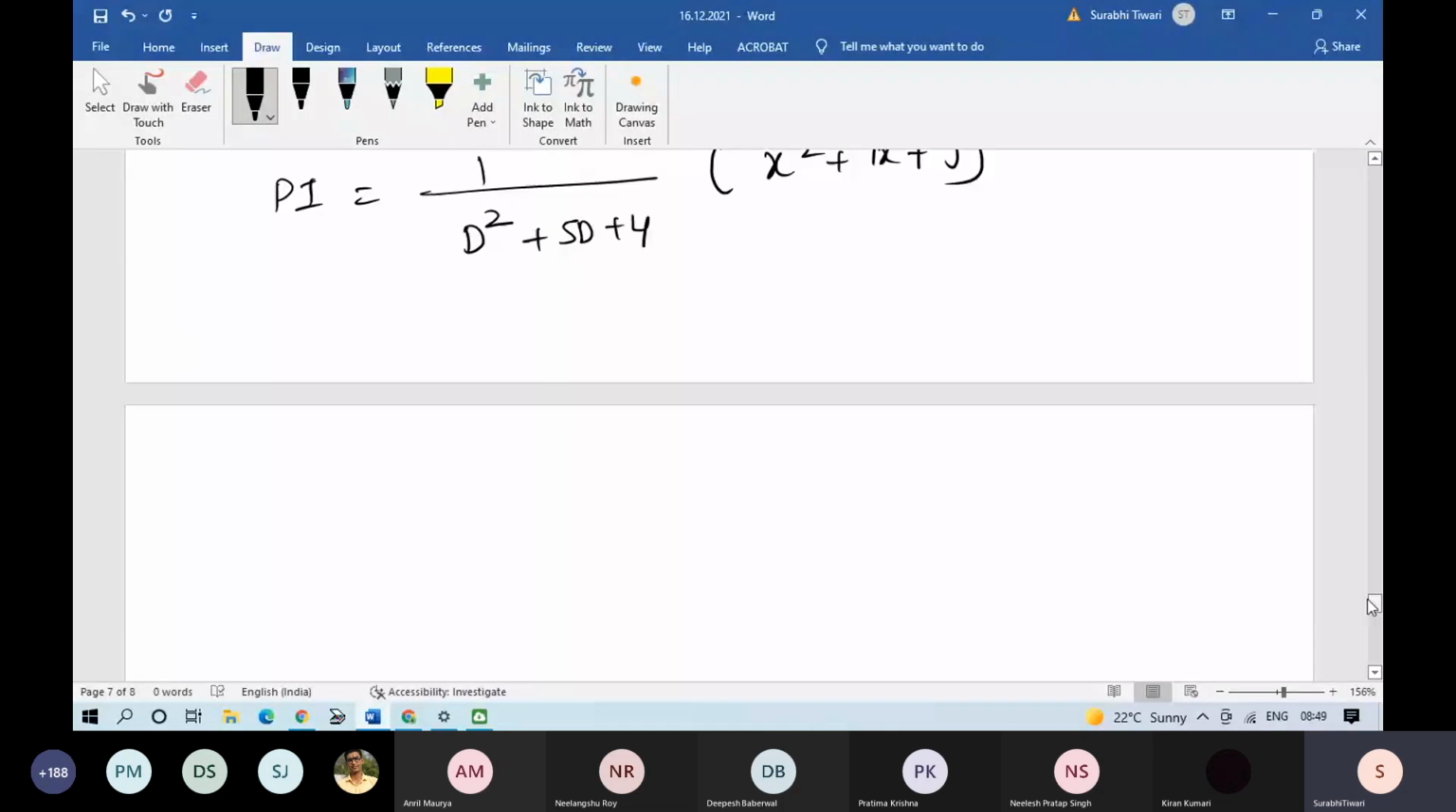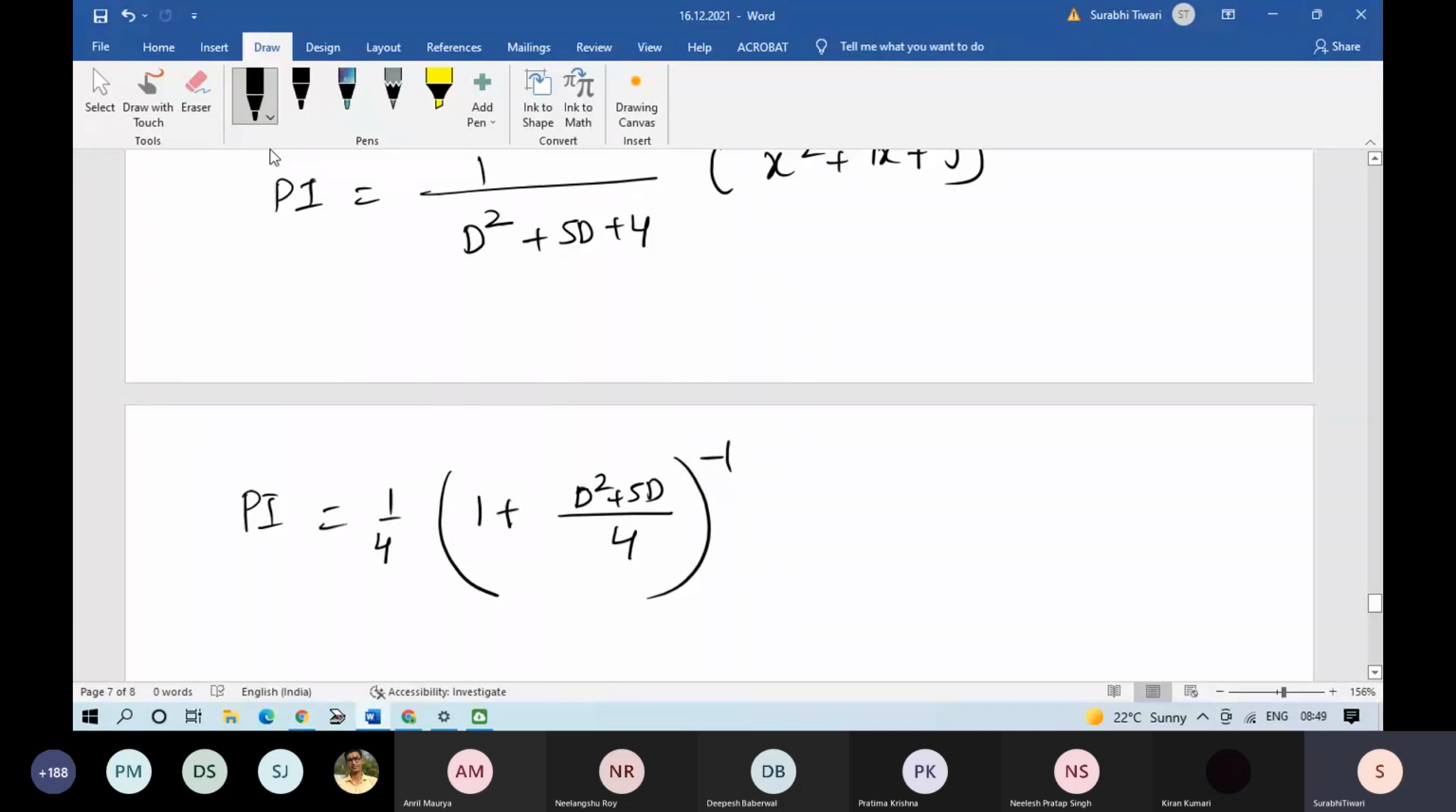ये है हमारा. So we can write it. This is equal to, यहाँ से हमने 1 upon 4 कॉमन लिया. So अंदर बचा हमारा 1 plus d square plus 5d divided by 4 इसका inverse. This is in the denominator. लिख सकते हैं.